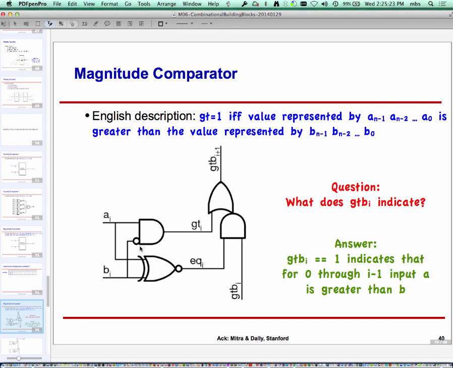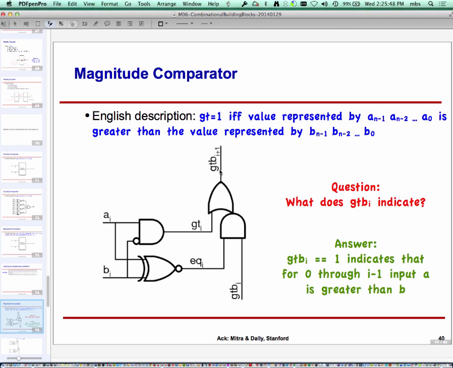If A is smaller than B, then what will happen? If AI is 0 and BI is 1, then I will be 0 and GT sub I will be 0. So we'll have 0 here, we'll have 0 here, so the output would be 0, which makes sense also because again A is not greater than B. So that's the logic for a single stage.